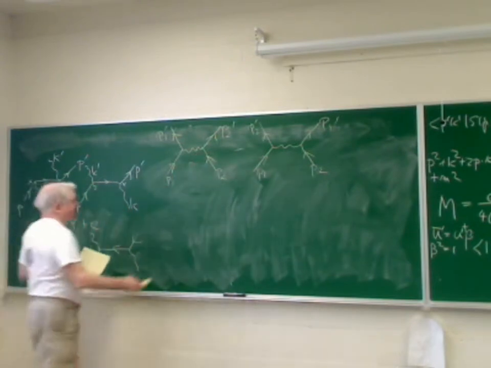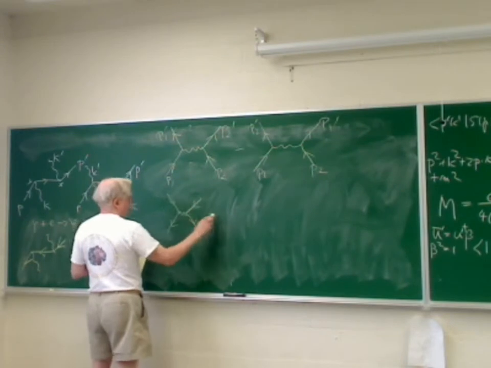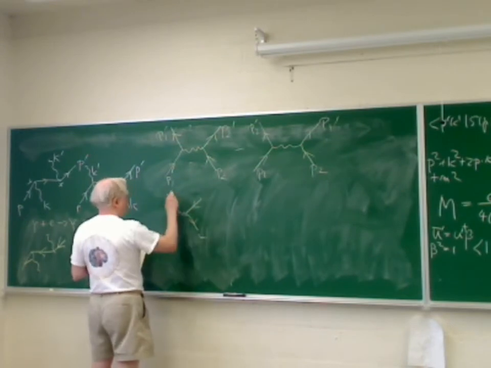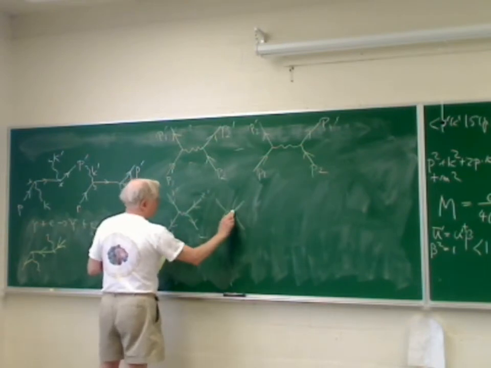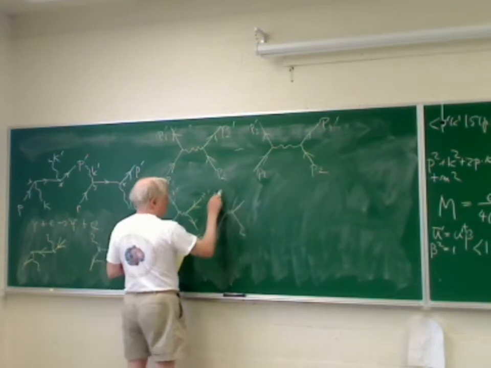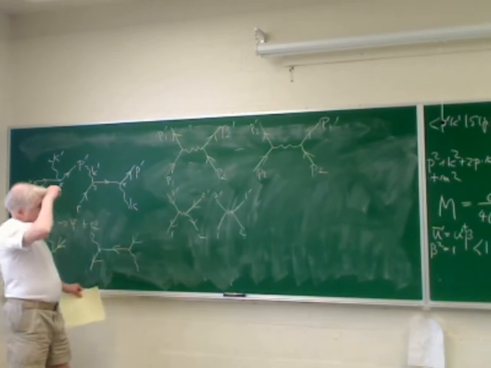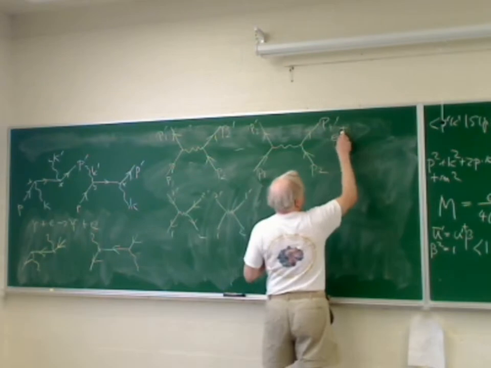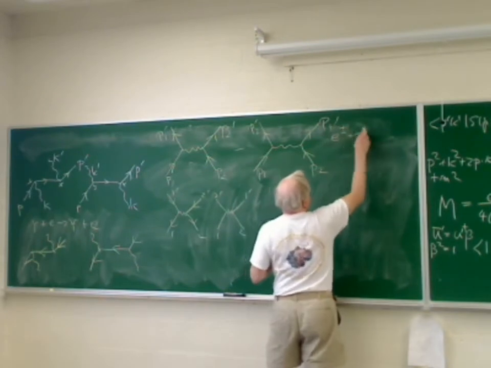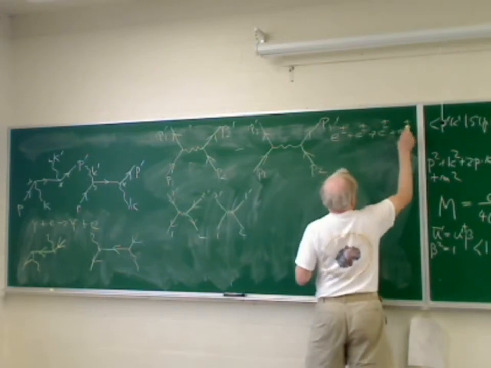If this were positron scattering, it would look like this. And then you get 1, 2, 1 prime, 2 prime, and you'd also have some photon line, 1, 2, 2 prime, 1 prime. Okay, so these are the cases for e plus and e minus plus e plus and minus goes to e plus and minus plus e plus and minus.